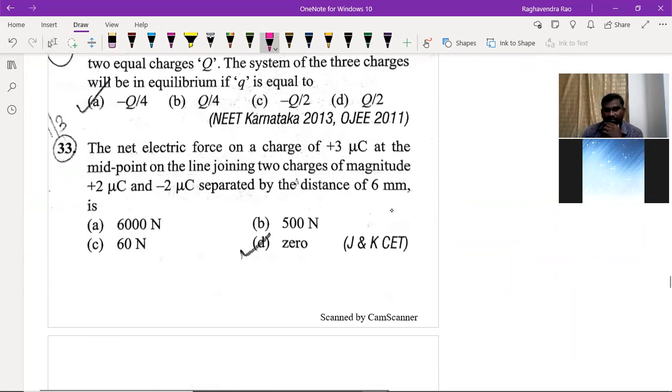Okay, the net electric force on a charge plus 3q at the midpoint of a line joining two charges of magnitudes plus 2q and minus 2q, separated by a distance of 6 centimeter.